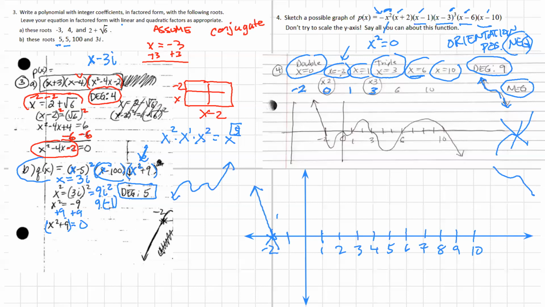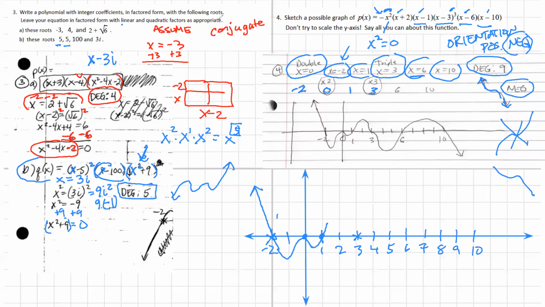Then I know my next point is 0, and it's a double root, so it has to now go up here, but it has to bounce off of here because it's a double root. Then it's going to pass through 1, which is really close to here, so I have to come back up. Then it's going to pass through 3, so that means I have to come back down. Oh, sorry, 3 is a triple root. So there I have to do something special here. So let me reverse that a little bit.